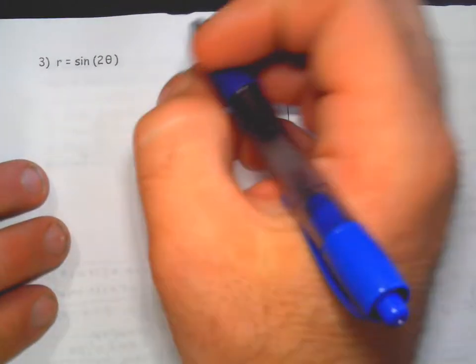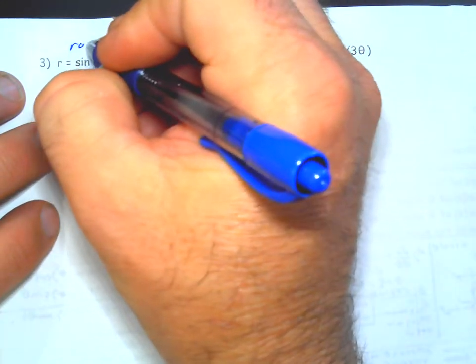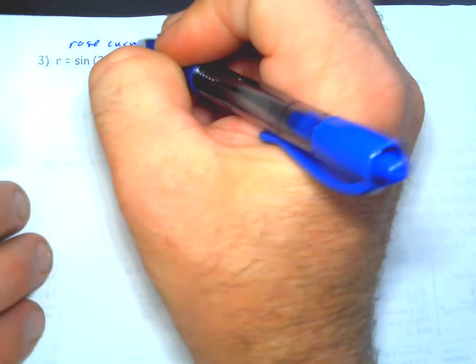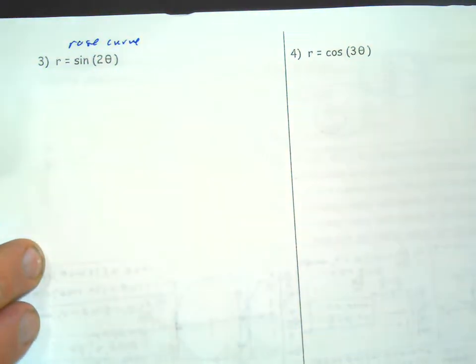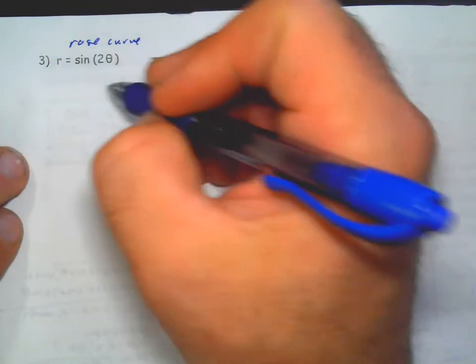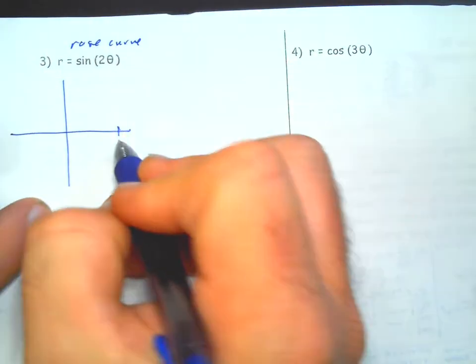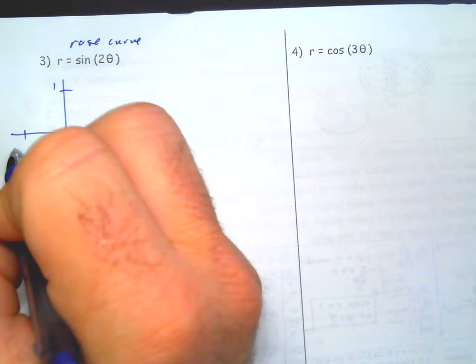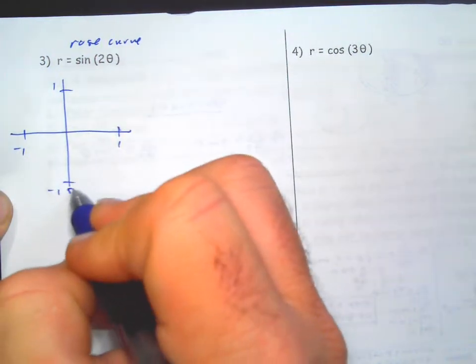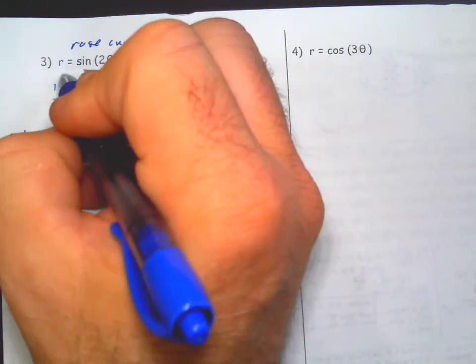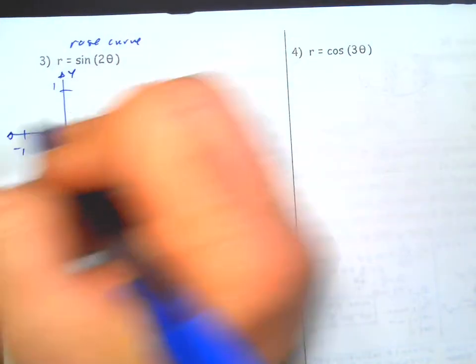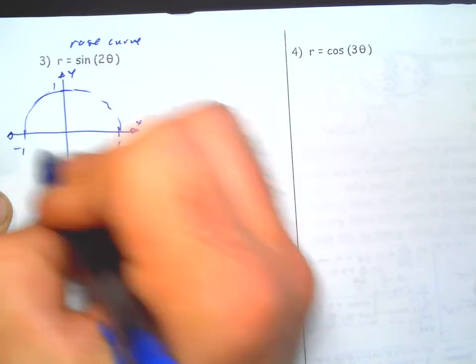Okay, so this is a rose curve, rose petals, whatever, and the radius is 1. I'm not going to do a table for these ones. I'm going to sketch the radius of one circle real quick. All right, lightly dashed.